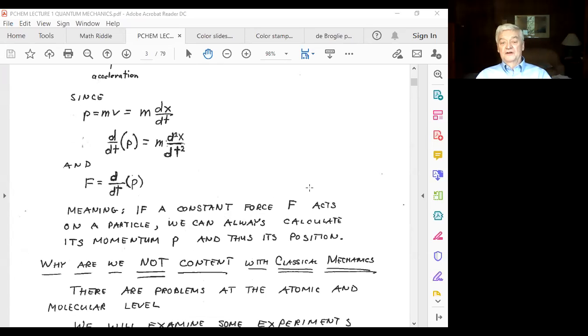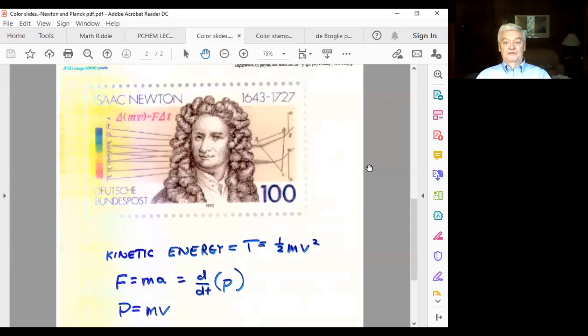Okay, well, next I'm going to talk about why we're not happy with classical mechanics. But let me first show you a picture of Isaac Newton. When we talk about quantum mechanics, we're going to say that we have to go beyond Newton to talk about things. But as you are all aware, I'm sure, Newton coming upon the stage in the 1600s really transformed the whole world.